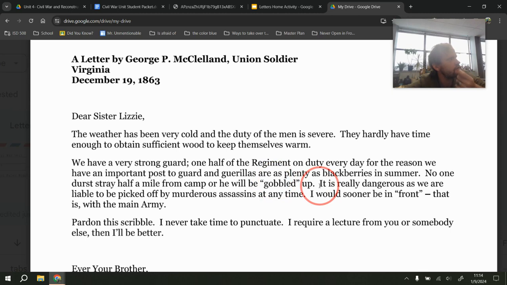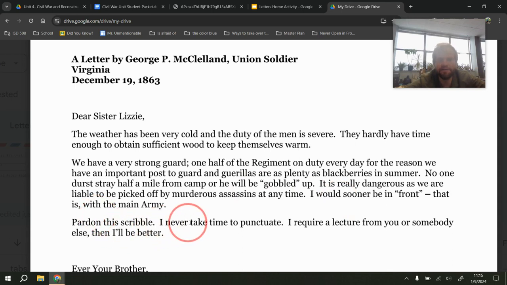Gobbled up. If someone in a war is going to be gobbled up, it gives me a clue that it's not talking about eating. They're not going to survive. It is really dangerous as we are liable to be picked off by the murderous assassins at any time. I would sooner be in front, that is, with the main army. So he's telling you that he doesn't want to be back at his camp. He actually wants to be at the front lines because he thinks it's safer to be at the front of the army than in the back.